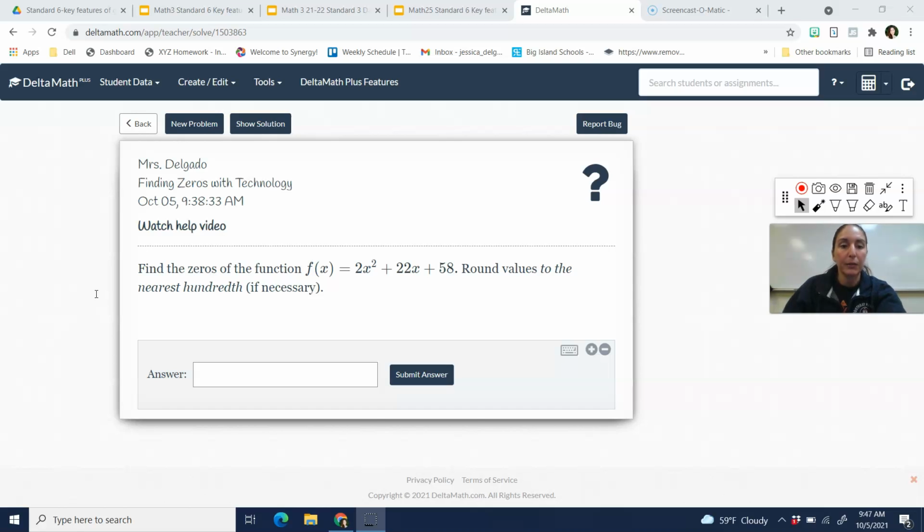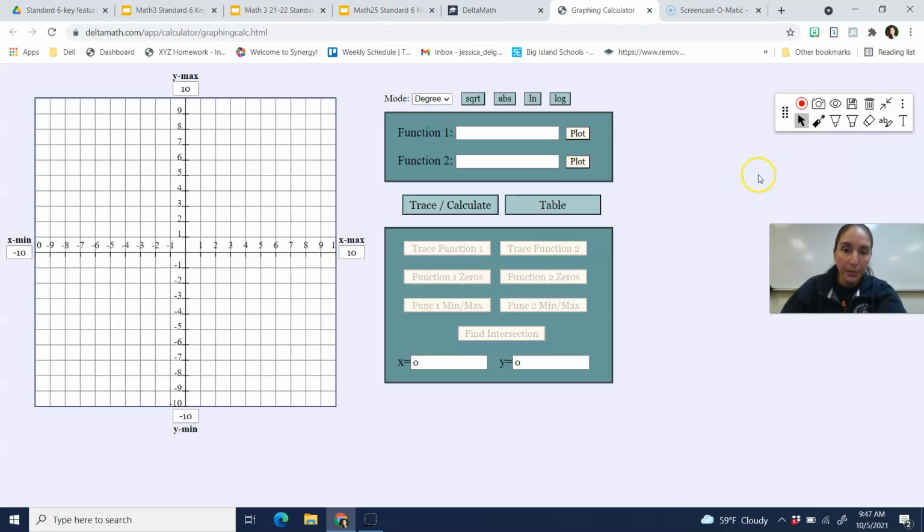So for this example, we're going to find zeros of f of x equals 2x squared plus 22x plus 58. So how to do this in Deltamath, and this is similar for almost any graphing calculator. You're going to go up here, click the drop-down menu, and there's a graphing calculator option. Now that's going to open up the Deltamath graphing calculator.